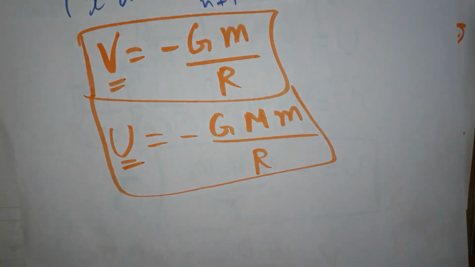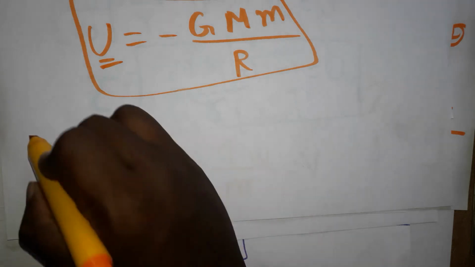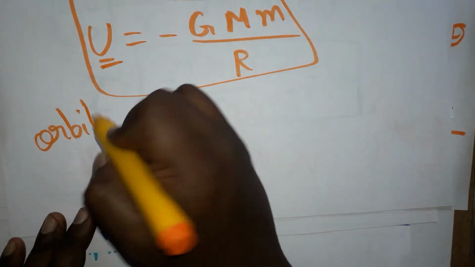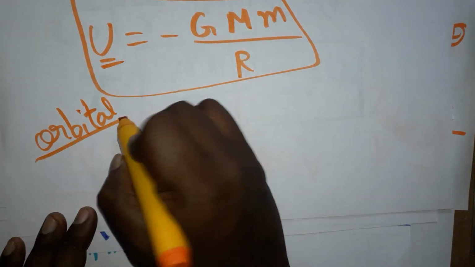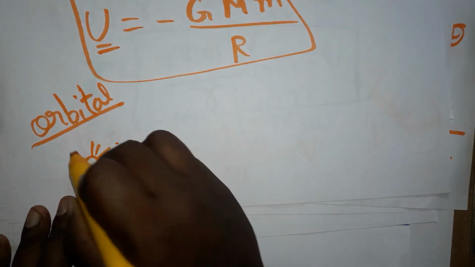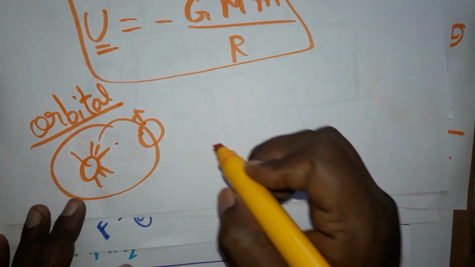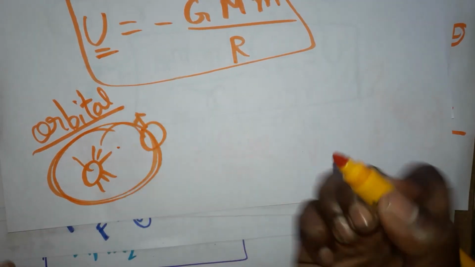The next concepts we are going to discuss are orbital velocity, escape velocity and total energy. First we will discuss orbital velocity. Orbital velocity is the minimum velocity required for an object to stay in a stationary orbit. When the earth is revolving around the sun, it requires some velocity, which we take as the orbital velocity. Then only it will be in orbit.